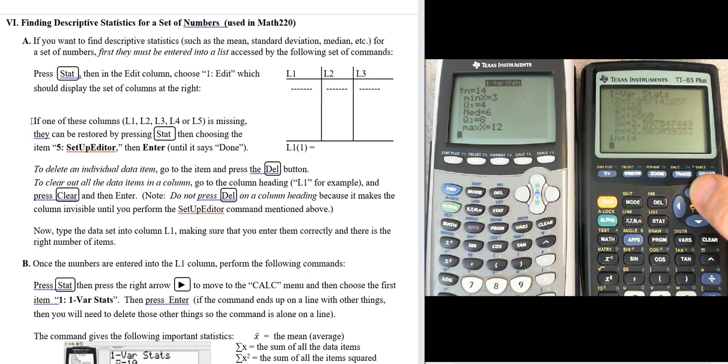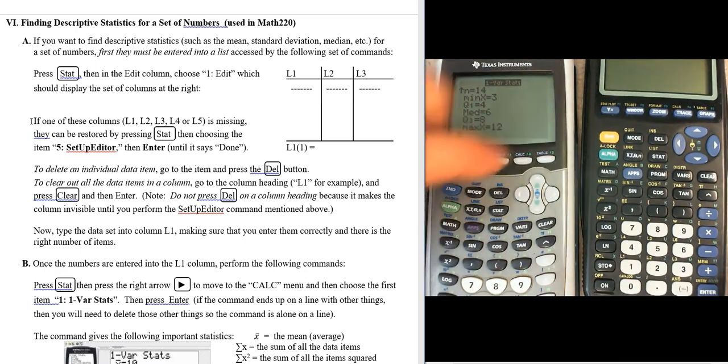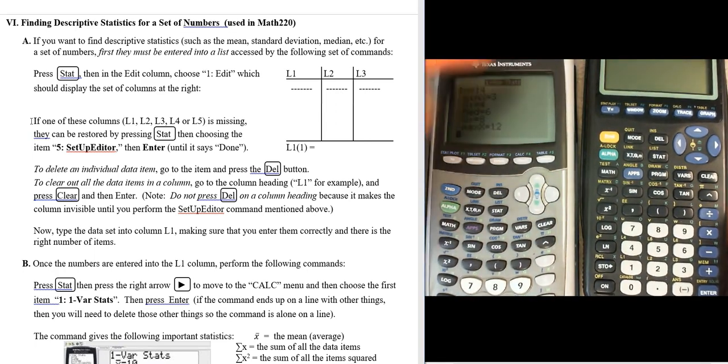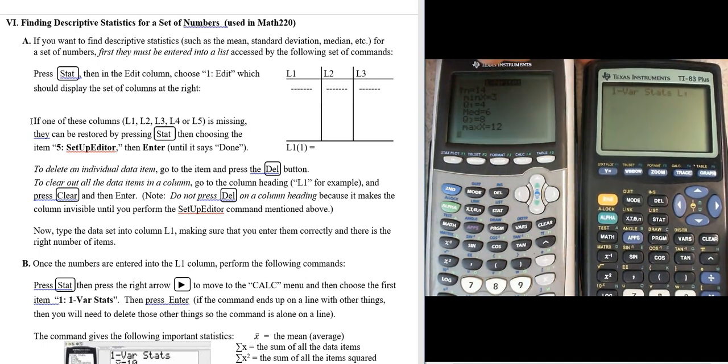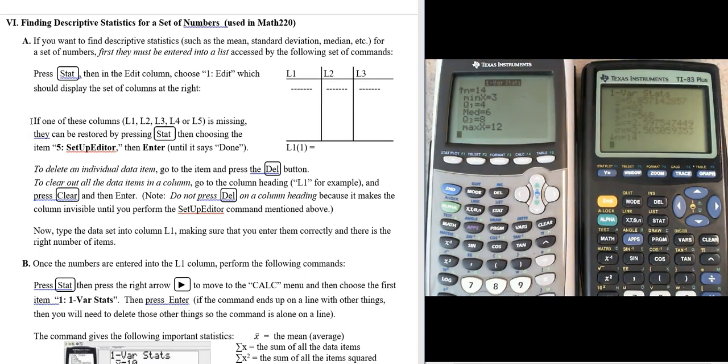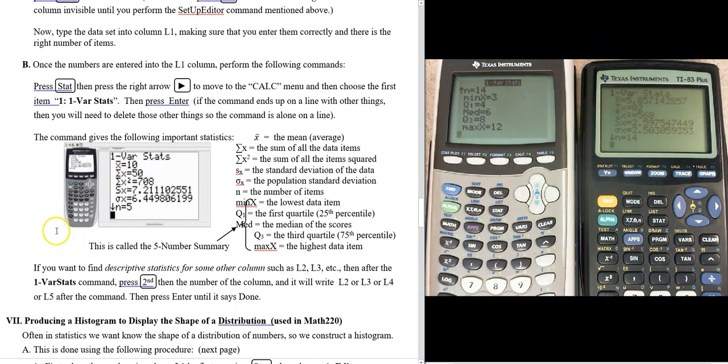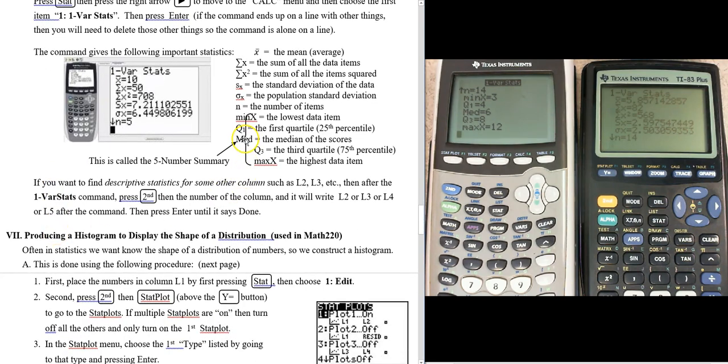All right, so that's a little bit of a difference there. When you do one variable stats, you've got to go Stat, go to Calc, choose the first item, one variable stats, and then you have to hit Second, and then whatever the column number is. This is column 1, so L1, and then you hit enter, and it'll do it. All right. So that's how to find what's called one variable statistics, as it says here in the notes.